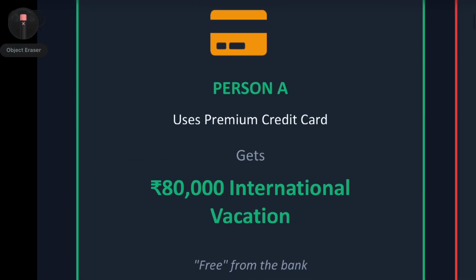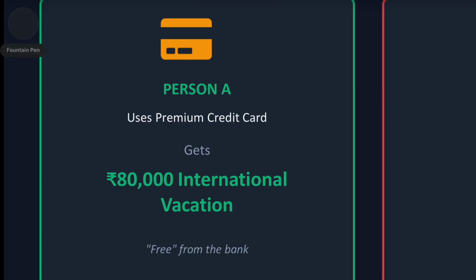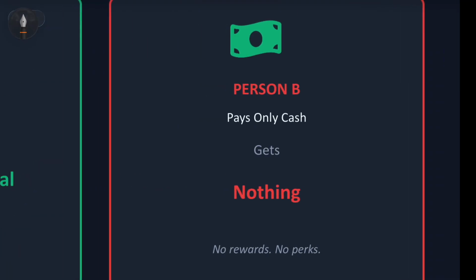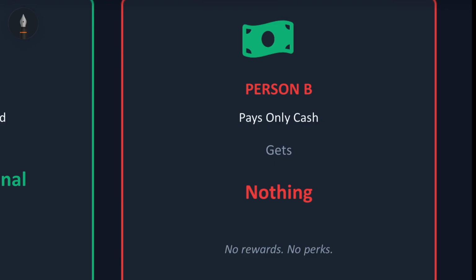Right. So for getting our basics strong, let's first try to do a simple comparison. Let's talk about a person A. Let's say he uses a very premium credit card. Right. And at the end of the year, he gets rewarded by the bank with a rupees 80,000 international vacation just for using that premium credit card. Bank is actually rewarding him, right? Let's talk about person B. That person B only and only uses cash and absolutely gets nothing in return, no rewards, nothing.